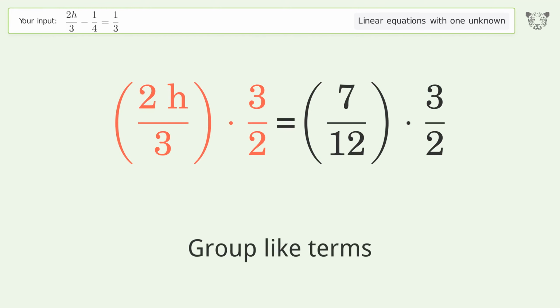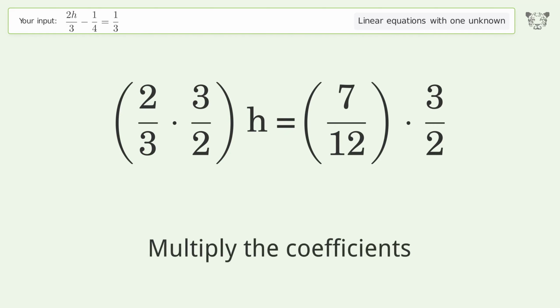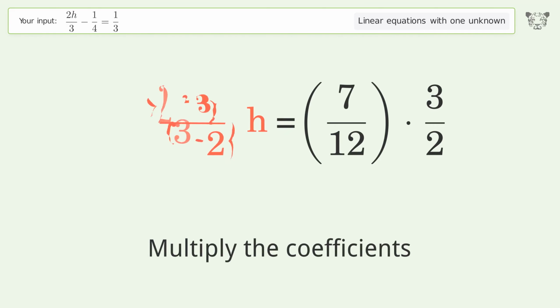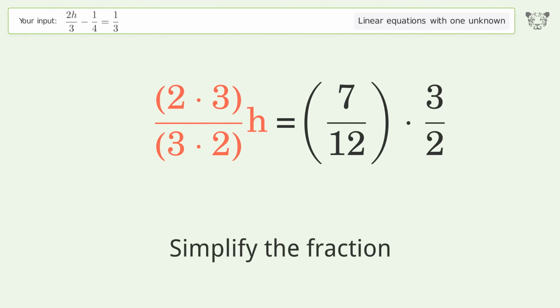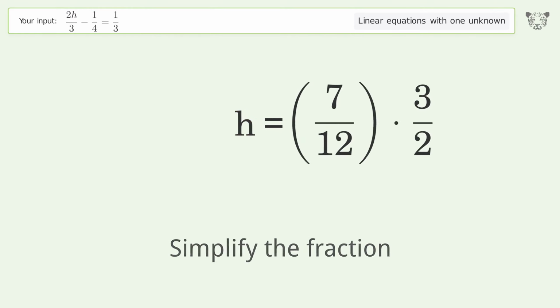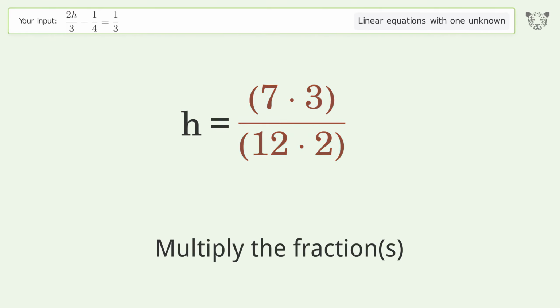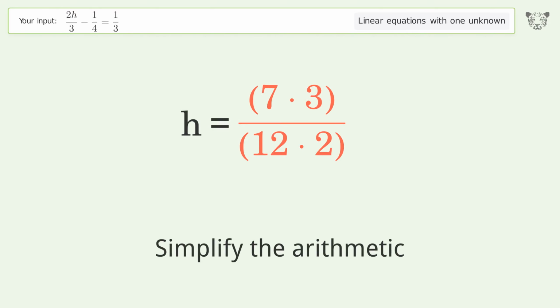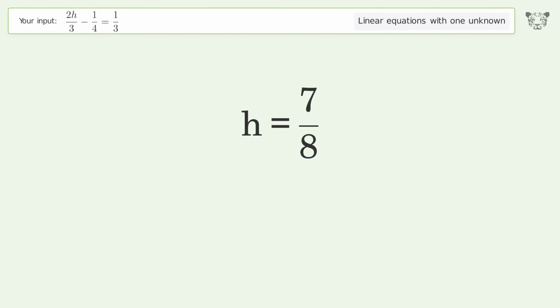Group like terms. Multiply the coefficients. Simplify the fraction. Multiply the fractions. Simplify the arithmetic. And so the final result is h equals 7/8.